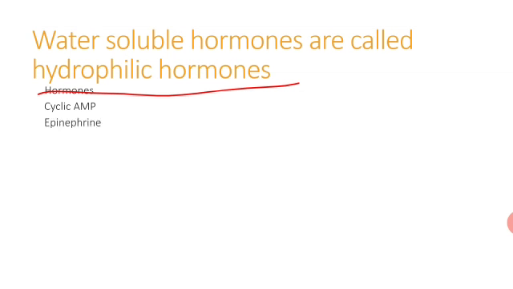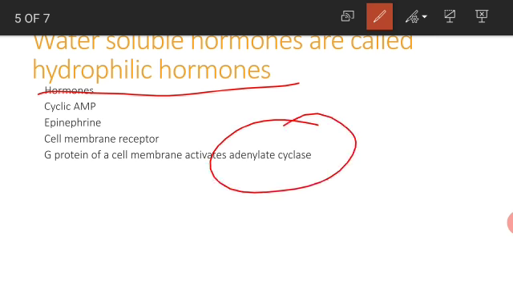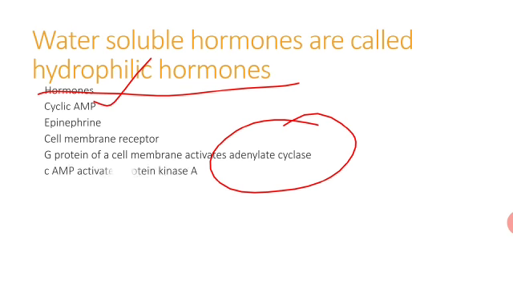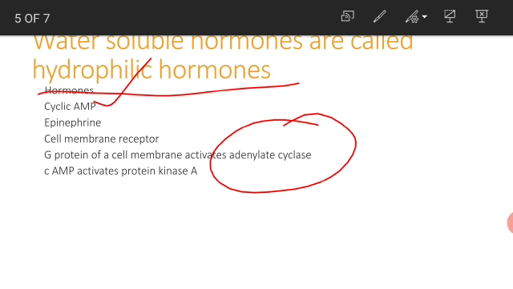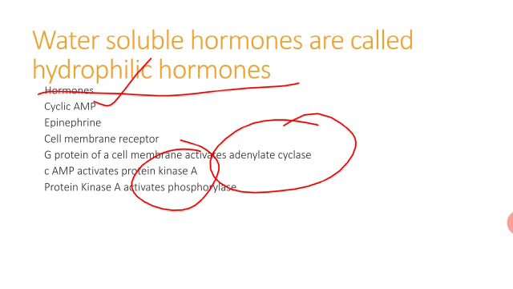Now, epinephrine binds to cell membrane receptor, and now this receptor is nothing but a G protein of cell membrane, and now this activates adenylate cyclase enzyme, which is responsible for the production of cyclic AMP. This cyclic AMP activates protein kinase A. Protein kinase A activates phosphorylase. The phosphorylase converts glycogen to glucose 6 phosphate.